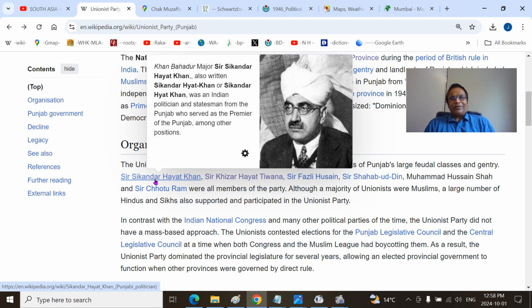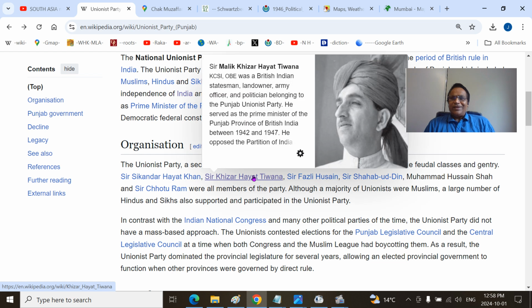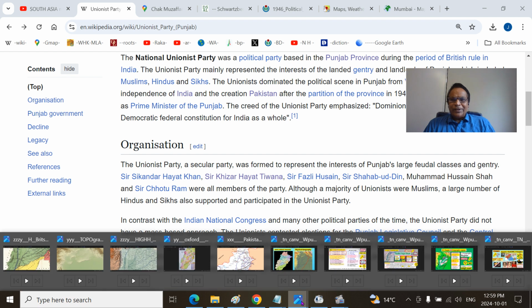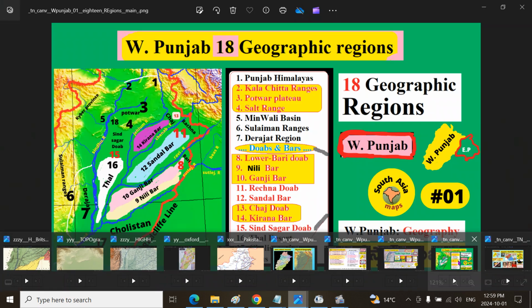Also, a few months later, even Chhotu Ram, the prominent Unionist leader, also died. Our purpose is that Khizr Hayat Khan Tiwana is from the Shahpur district, which overlaps both sides of the Doab region. That's what we are trying to see here. And I hope this will put things in proper perspective, friends.